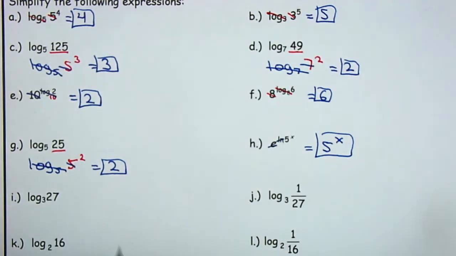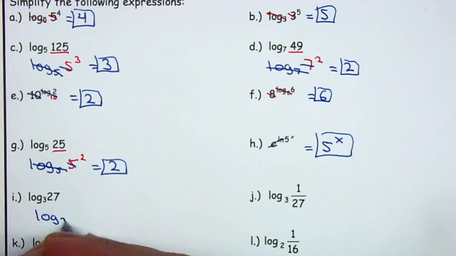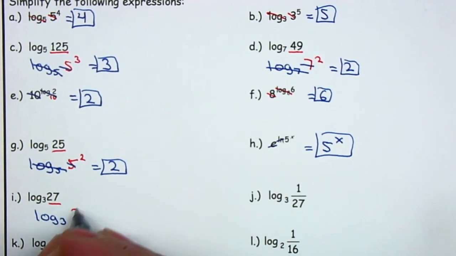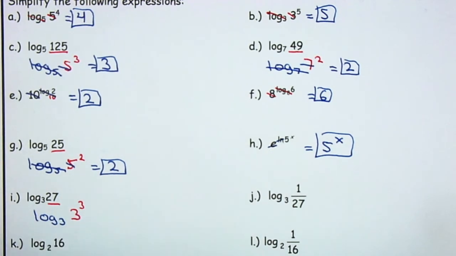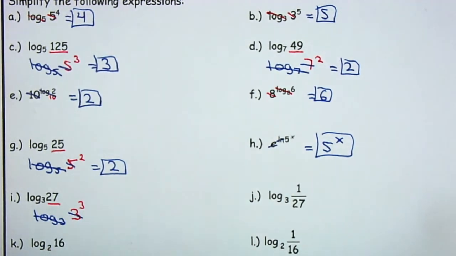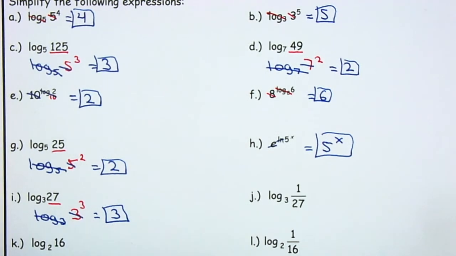For letter I, I want to be able to rewrite the 27. We have log base 3. I want to be able to rewrite the 27 as 3 to the what power is equal to 27? To the 3rd power. Because they're exactly the same, the log base 3 and the 3 cancel. So this is equal to 3.